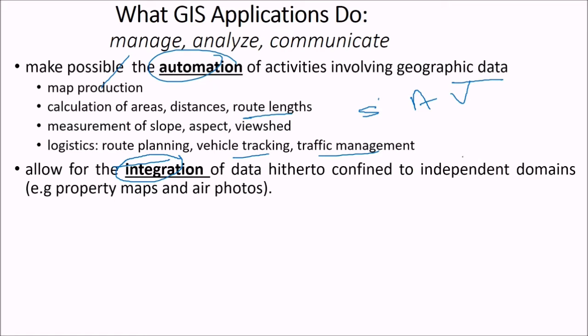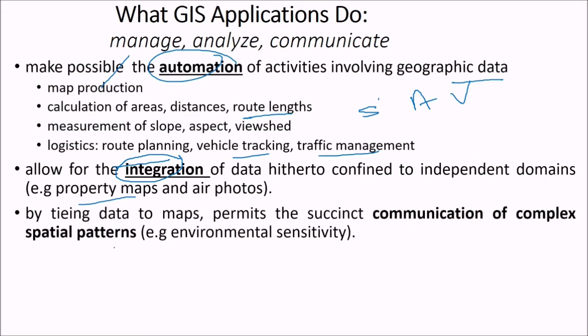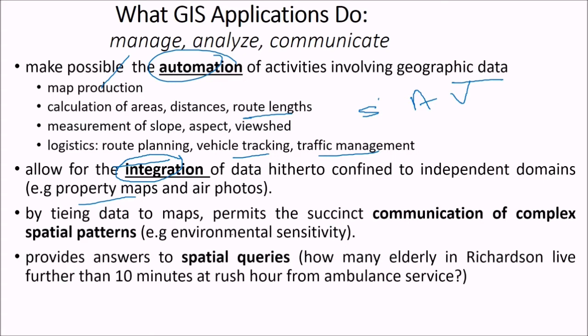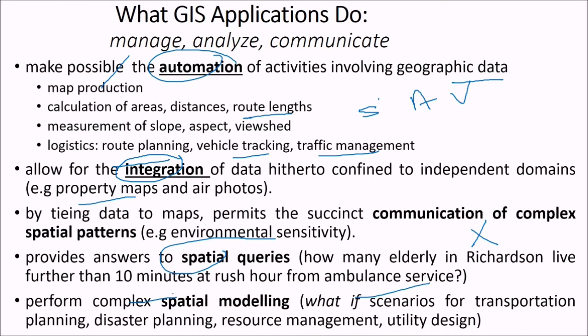It also allows for the integration of data belonging to different independent domains, for example, property maps and air photos. You can also tie the maps to succinctly add to the communication of complex spatial patterns. And it provides answers to spatial queries. For example, how many elderly in some area X live within 10 minutes at rush hour of the ambulance service? This is a spatial query, and it performs spatial modeling. It may give you scenarios for transportation planning, disaster planning, resource management, and utility design.